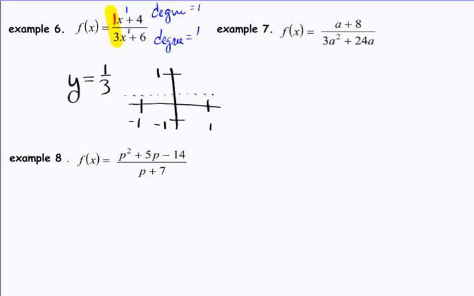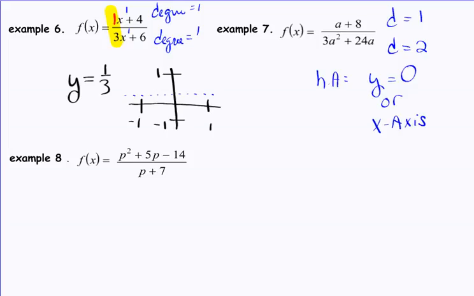Right? Now, example 7. Again, what's the degree of the numerator? The degree of the numerator is 1. The degree of the denominator is 2. That means the degree of the numerator is smaller than the degree of the denominator. Automatically, my horizontal asymptote happens where y is equal to 0, or the x-axis.